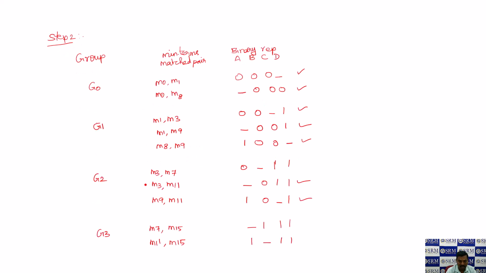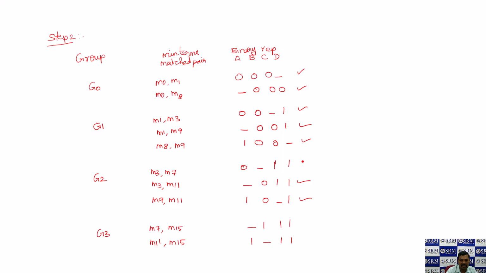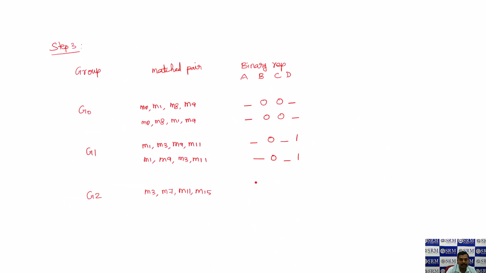Group 2, I'm going to compare this M3, M7 with M11 and M15. Only one bit was varying, the first bit is varying. So underscore, underscore, 1, 1, or a hyphen, whatever you want to call it.